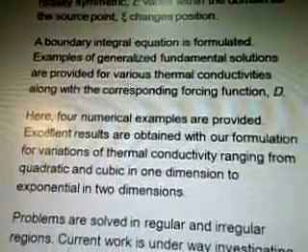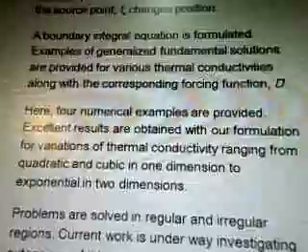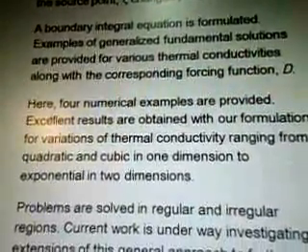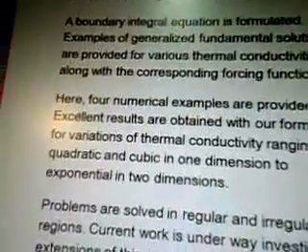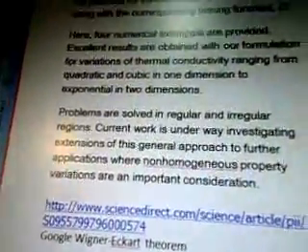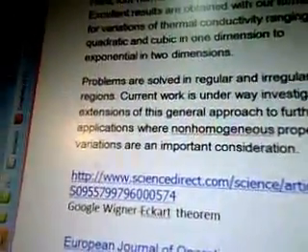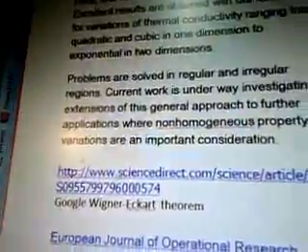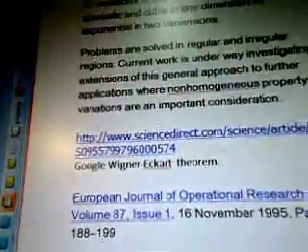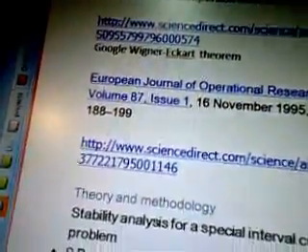Excellent results are obtained with our formulation for variations of thermal conductivity ranging from quadratic and cubic in 1 dimension to exponential in 2 dimensions. Problems are solved in regular and irregular regions. Current work is underway investigating extensions of this general approach to further applications where non-homogeneous property variations are an important consideration. So the next thing is going to be Google Wigner-Eckart theorem.